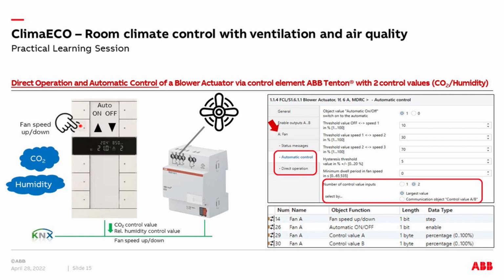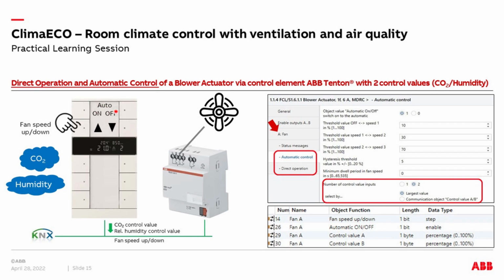The user can change the fan speed manually via this rocker here. On the left side, go up with the fan speed, and on the right side, go down from 3, 2, 1. And if you press again, then the fan stops. This is the so-called direct operation.